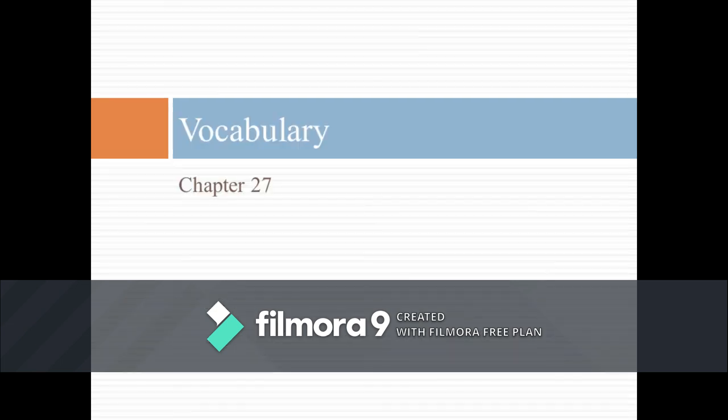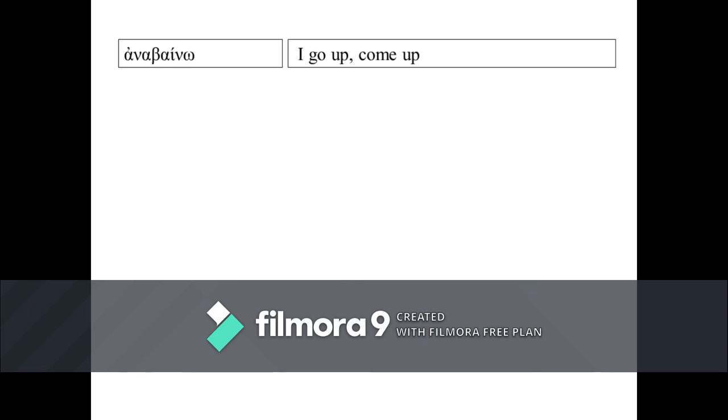So let's look at the vocabulary for chapter 27. Anabaino. I go up or come up. Baino is to walk or go. Ana means up.